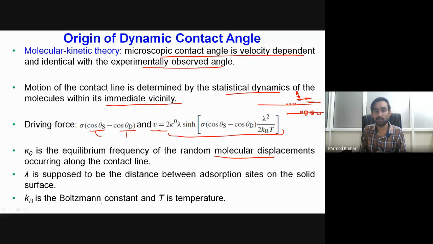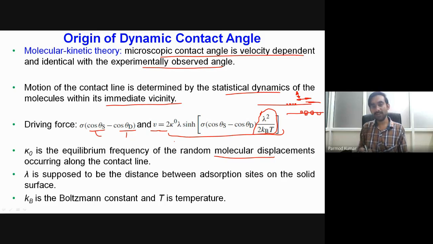Kb is the Boltzmann constant. From all these values we can find out our value of the contact line velocity, and that contact line velocity in turn is related to the value of the dynamic contact angle. Static contact angle we already know, sigma value we already know, and all these are characteristics of the surface and all are constant. So from there we can relate our value of the dynamic contact angle using this equation.